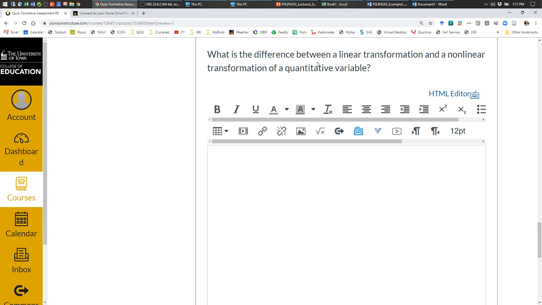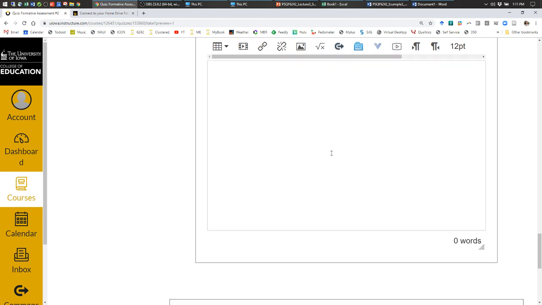So transformations are used to help make sense of variables that have unfamiliar metrics. Nonlinear transformations are used to help solve boundary problems in prediction. And that's it.